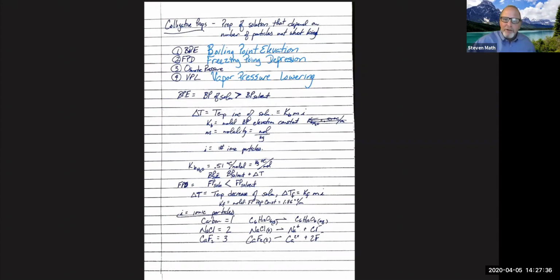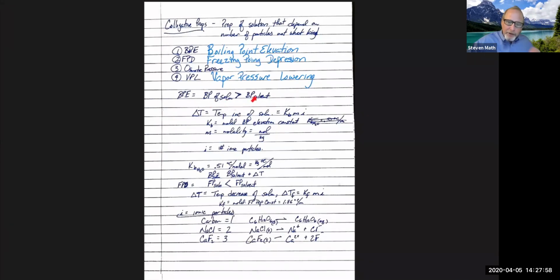Let's talk about the 2 that do come into play. I'm going to do a couple of examples here, and then do another video where I've got a bunch more examples. So this boiling point elevation, this is what I just said: the boiling point of the solution is always going to be greater than the boiling point of my solvent.